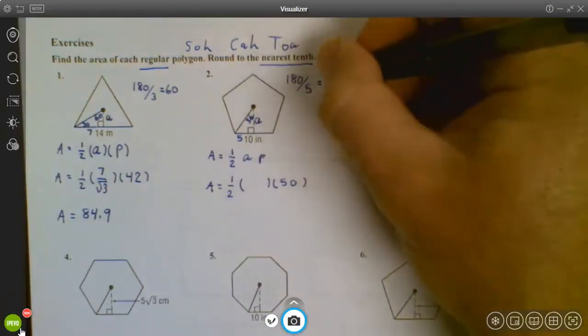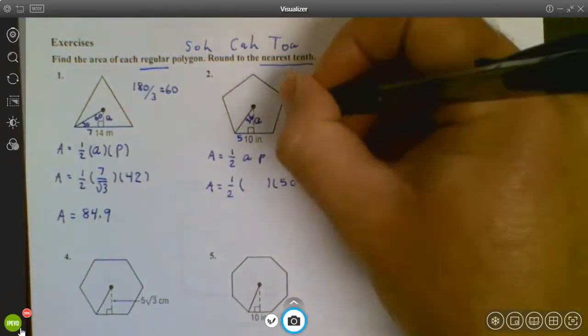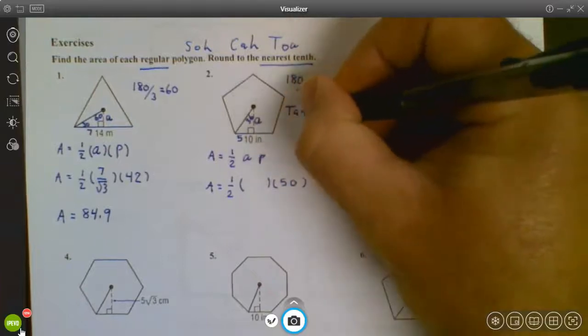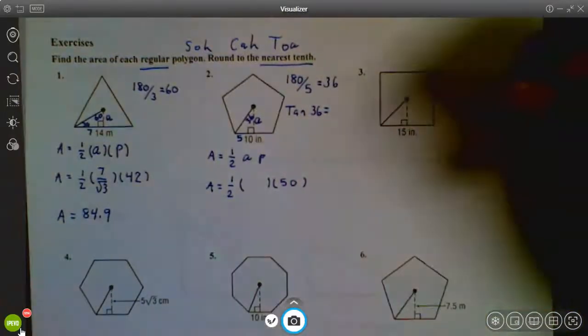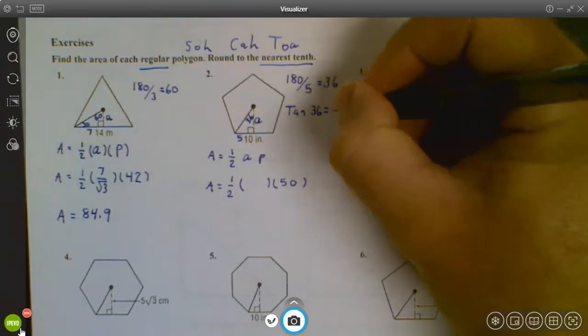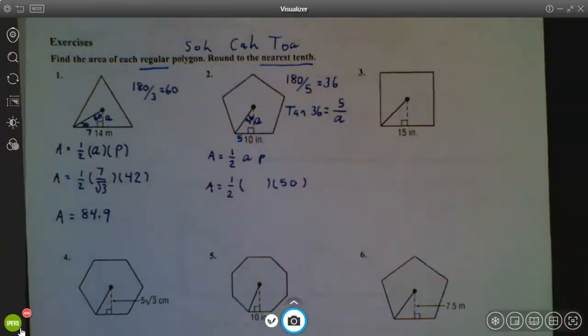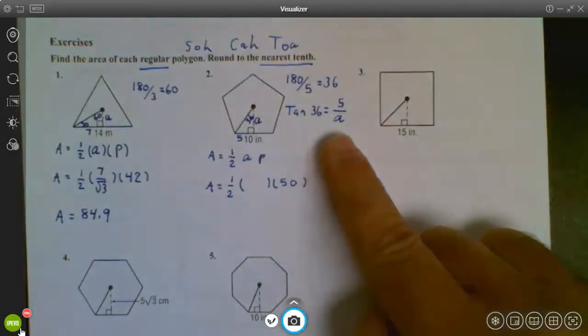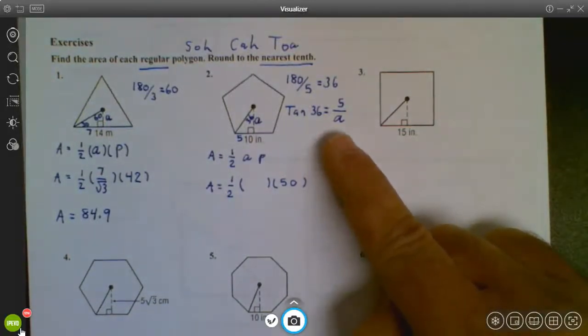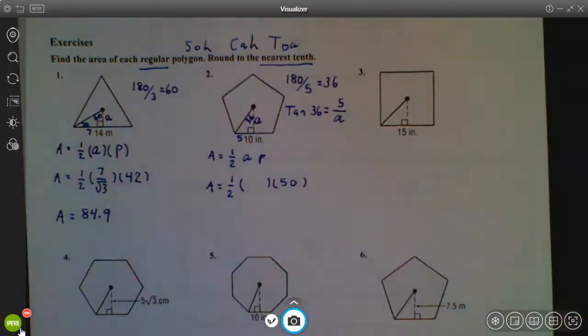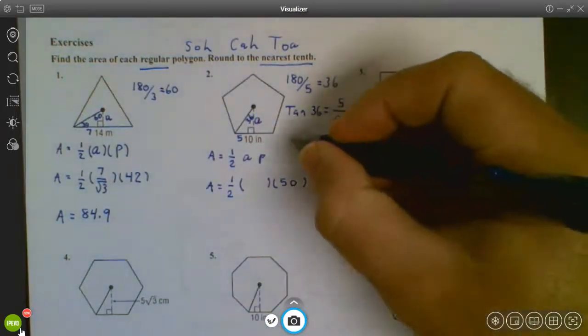So we're going to say the tangent of our angle is equal to opposite over adjacent. And so there's going to be our setup. Remember, when your variable is on bottom, I always want to take it and multiply it over to the other side. So I'm going to bring my a over to this side.